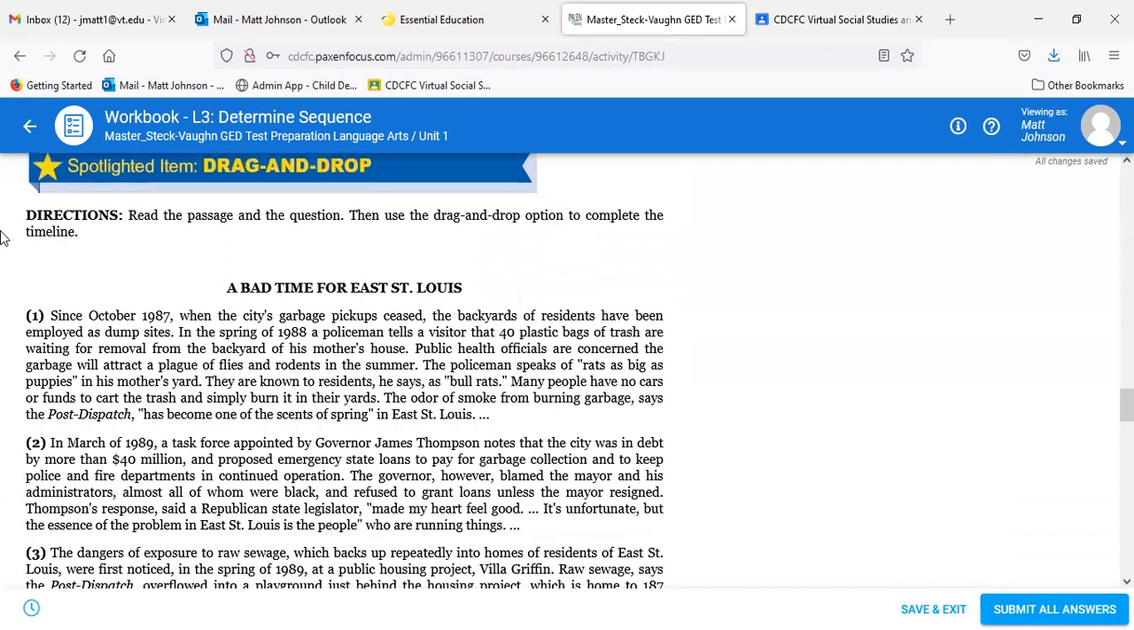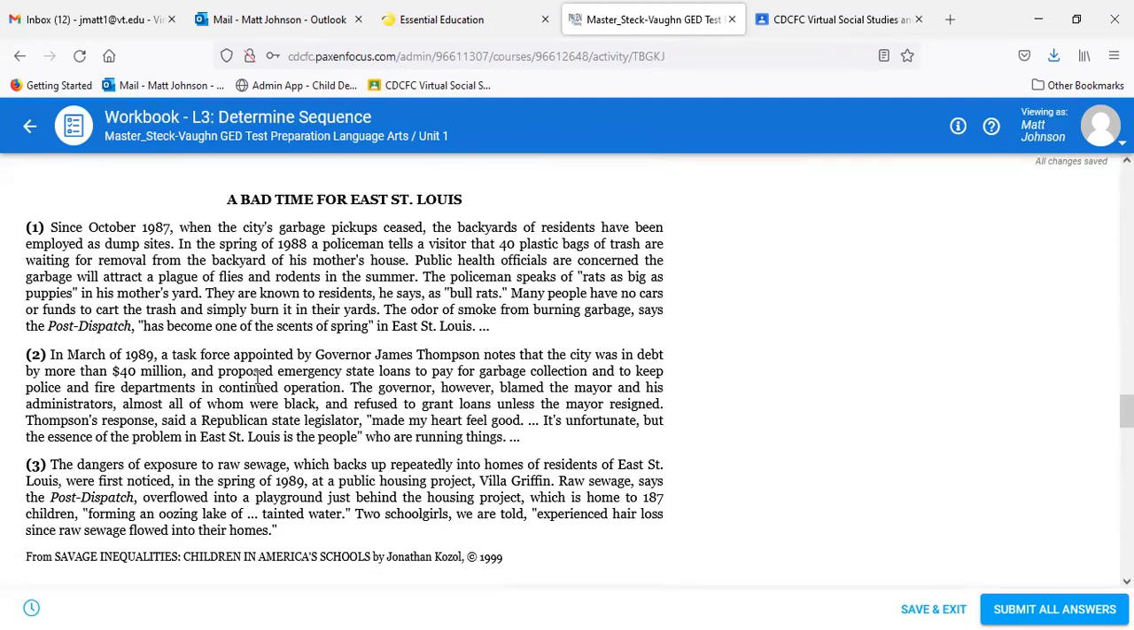Okay, and another passage to read. So, we're going to look for dates and then look for those signal words so we can see order of events. All right, so since October 1987, when the city's garbage pickups ceased, the backyards of residents have been employed as dump sites.